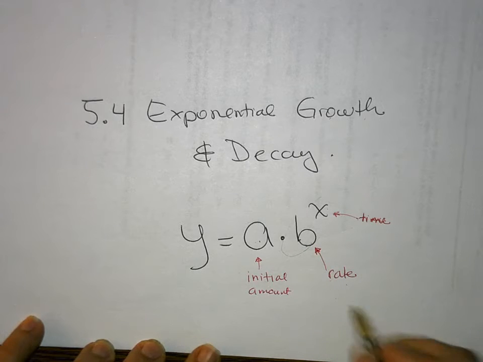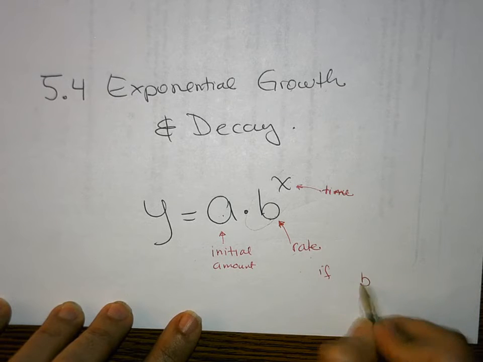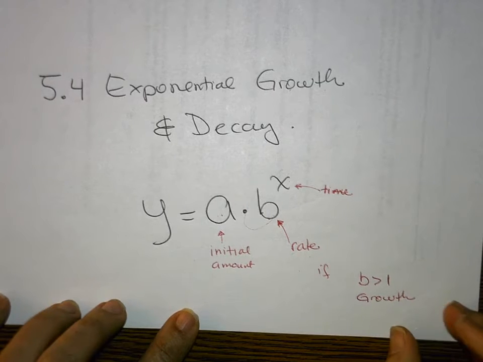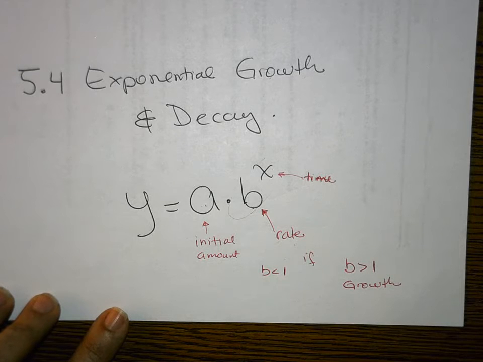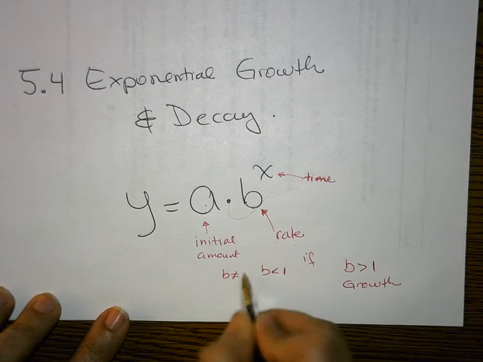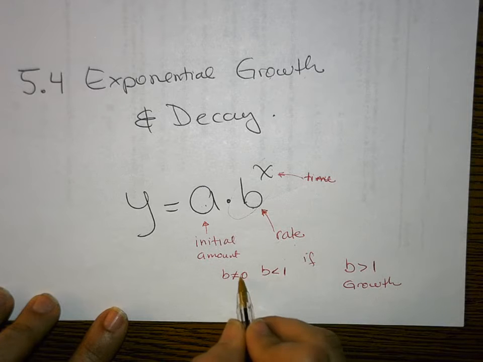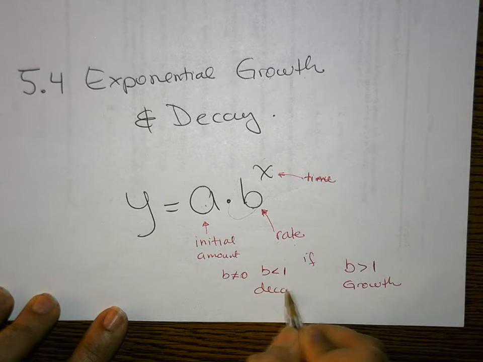I'm going to write this down over here. If b is greater than 1, we are dealing with growth. It's a growth factor. But if b is less than 1, but not 0, of course, it cannot be 0, and I'm referring to fractions, so b is between 0 and 1, fractions like 1/3, 1/4, anything between 0, not including 0, and 1, then we're dealing with decay.